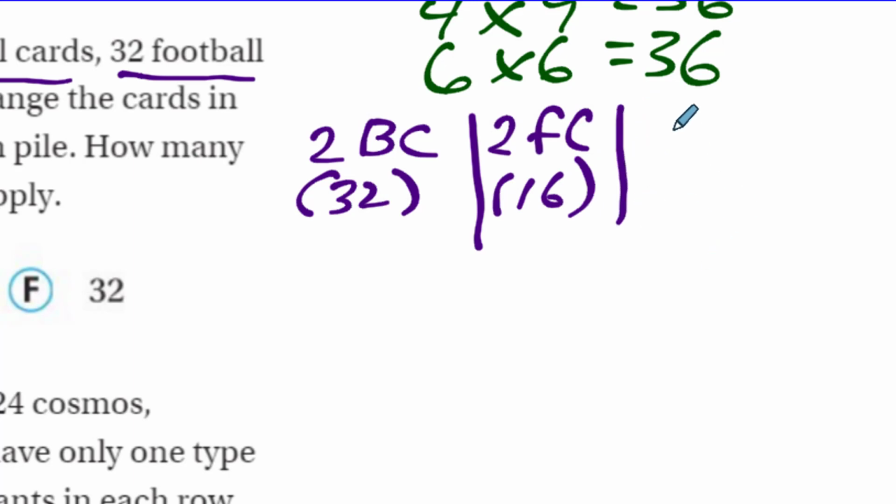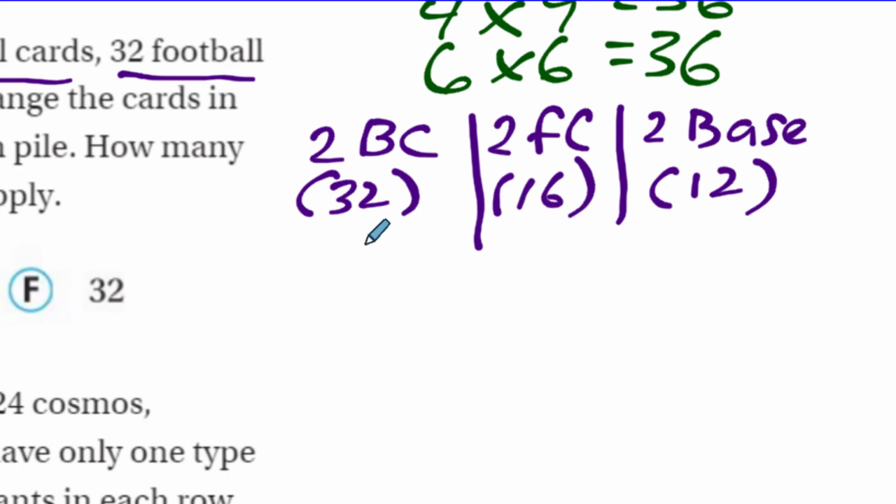And then lastly, we have 24 baseball cards. If we divided that into 2 piles, we would have 12 in each pile. So let me see if this meets the requirement of the problem. It says he wants to arrange the cards in equal piles. I do: 2 piles, 2 piles, 2 piles. Then it says with only one type of card in each pile. That's true. I can't put football cards in with baseball cards. What they're trying to say is I have to have all baseball cards, all basketball cards, and all football cards. And I've done that, so I've met the problem.